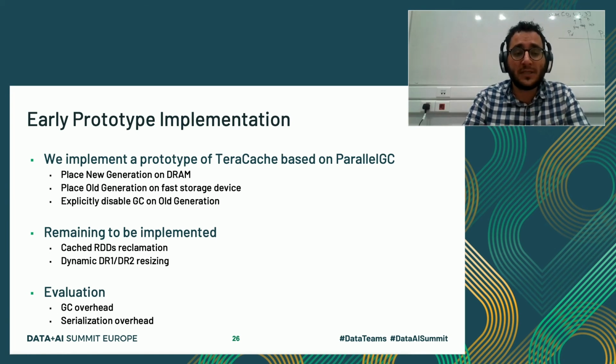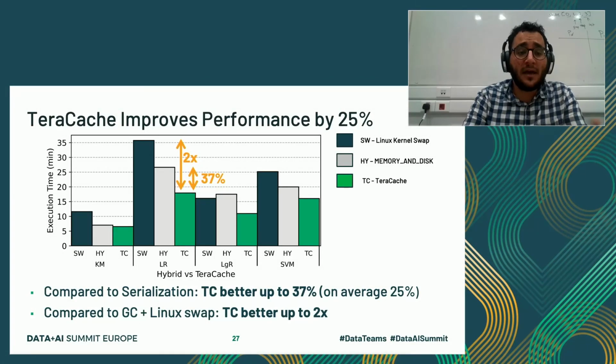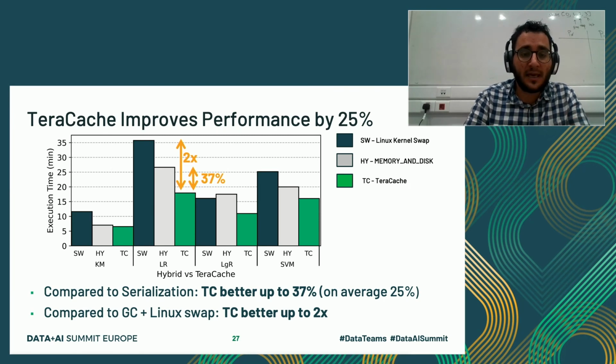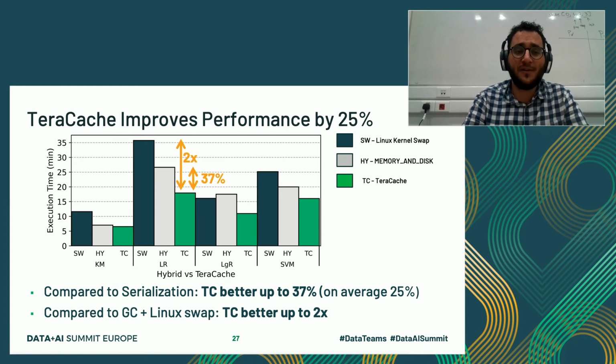Now I'm going to show some graphs of the performance improvement over the garbage collection overhead and serialization deserialization overhead. Here we show 4 machine learning workloads running in Spark: k-means, linear regression, logistic regression, and SVM in the x-axis. And in the y-axis, we show the execution time over the different machine learning workloads. Here we show 3 different configurations.